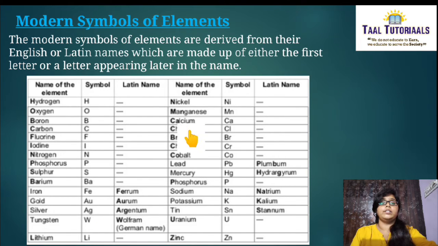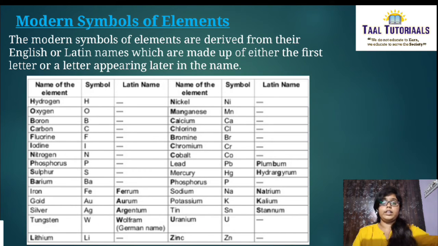Nickel Ni, manganese Mn, calcium Ca, chlorine Cl, bromine Br, chromium Cr, cobalt Co, lead Pb, Latin name is plumbum, mercury is Hg, hydrargyrum, phosphorus P, sodium Na, natrium, potassium K, that is kalium, tin Sn, that is stannum, and uranium U, zinc is Zn. These are the modern symbols of elements.